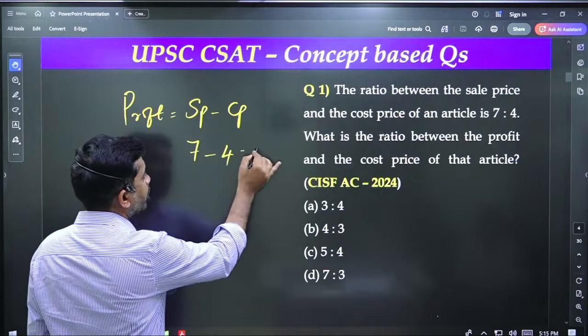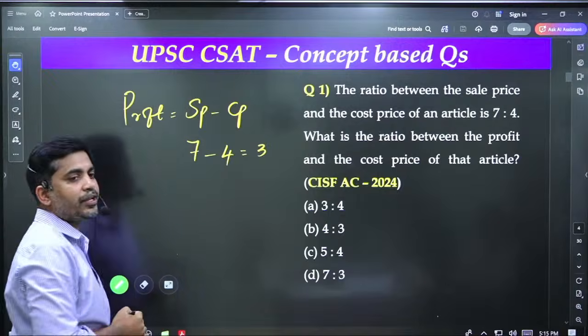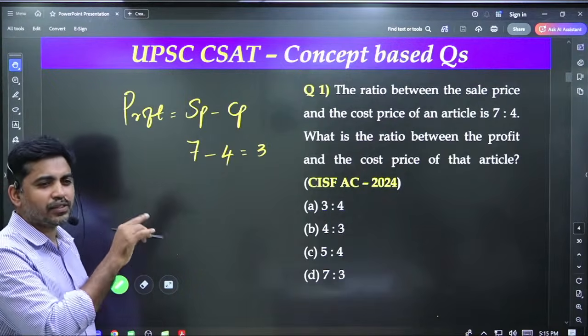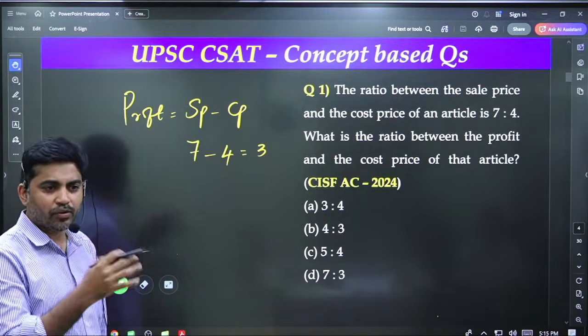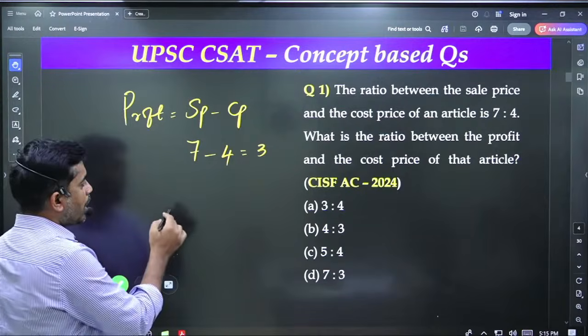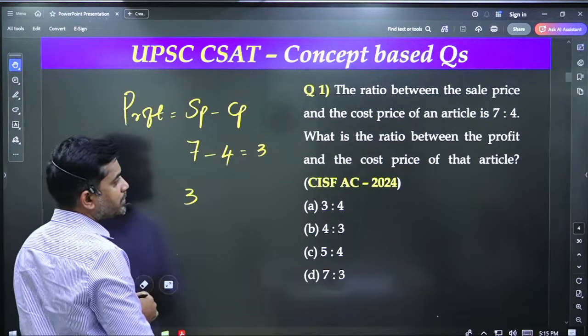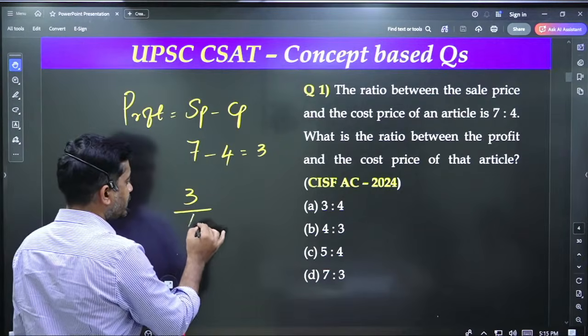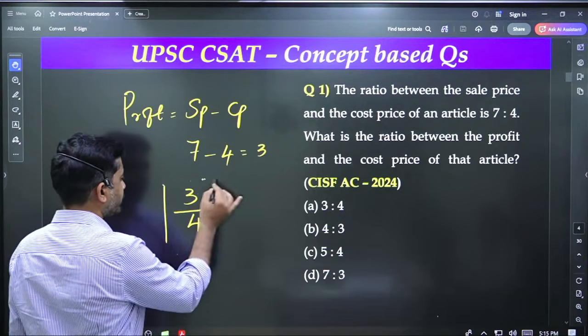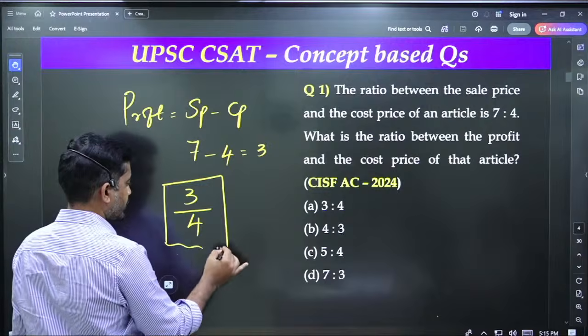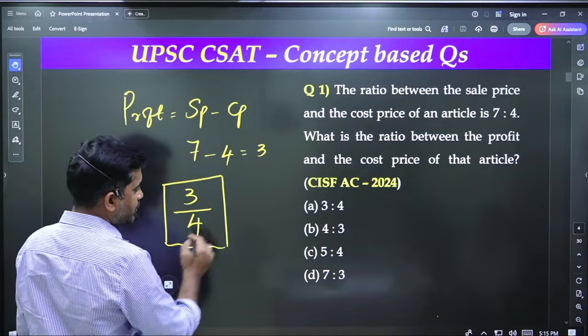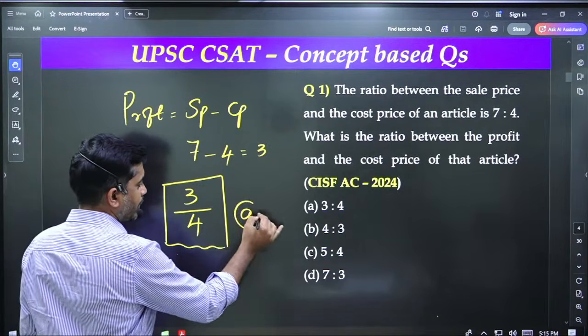So this is called profit. Profit is 3 rupees. Don't write 7x, 4x, all that, okay? You can go with 7 rupees, 4 rupees directly. Now profit is 3, cost price is 4. So it is 3:4. What does 3:4 mean? Which answer? Option A.